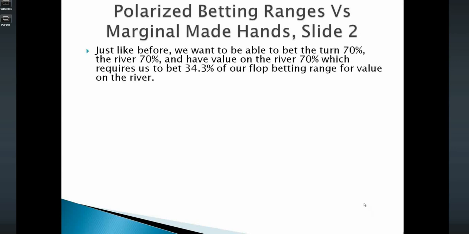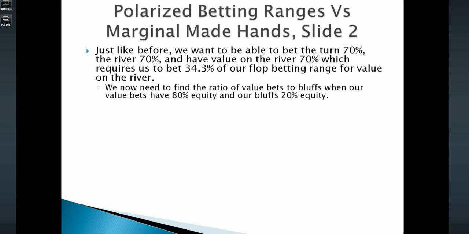Just like before, we want to be able to bet the turn 70% of the time, the river 70%, and have value on the river 70%, which requires us to bet 34.3% of our flop betting range for value on the river. Now note the wording here is a little bit different. We're not saying we have to bet 34.3% value hands on the flop. We're saying we need to be able to bet all 3 streets 34.3% of the time after we bet the flop.